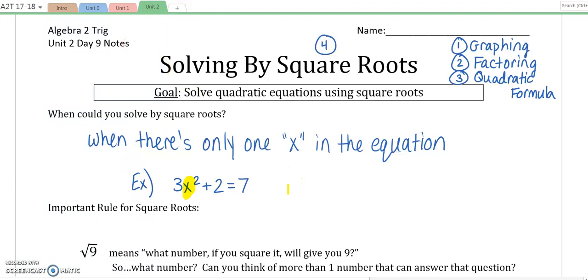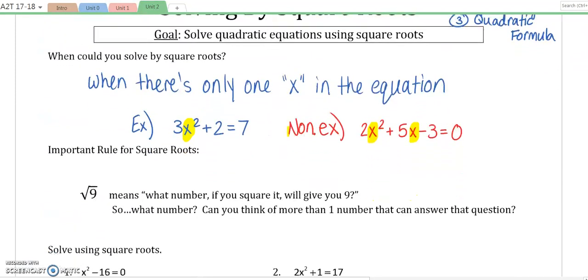A non-example, just so that you can have a comparison, is something like maybe this. That would not be a problem that we could solve using square roots, because even though it is x squared, there are two different x's, and we can't solve with square roots when there are two different x's.